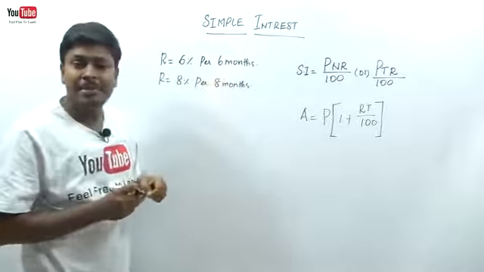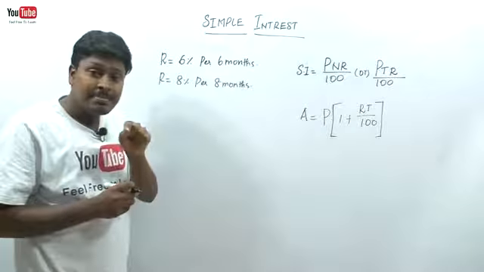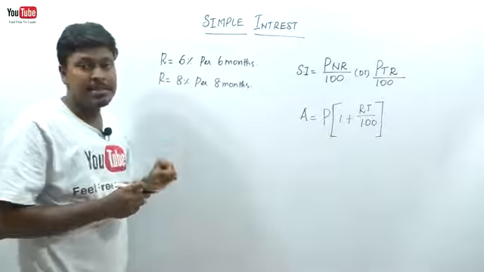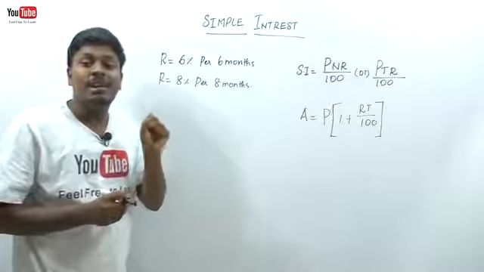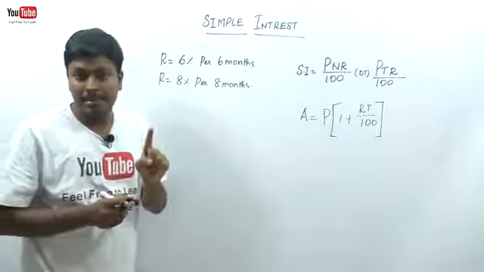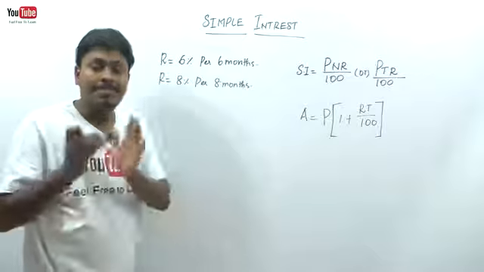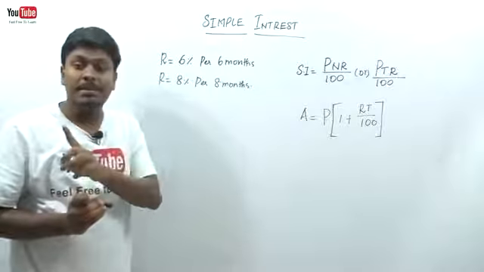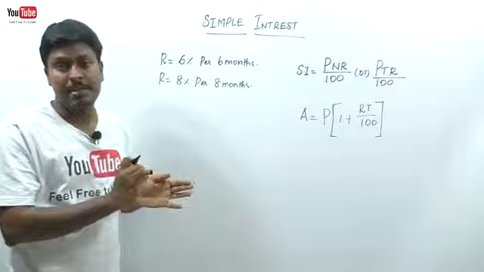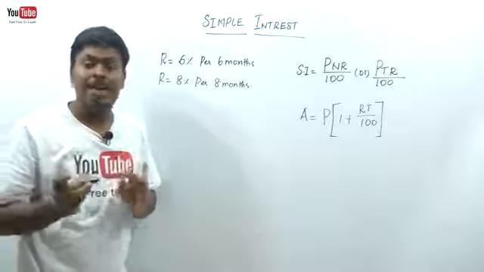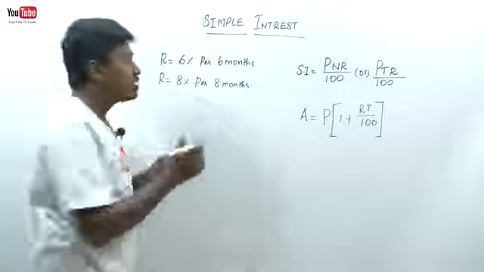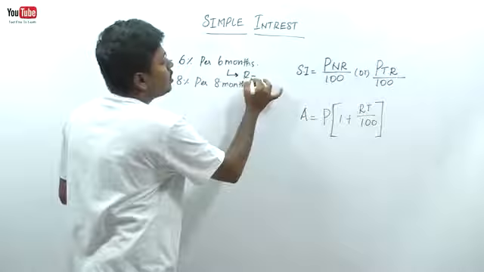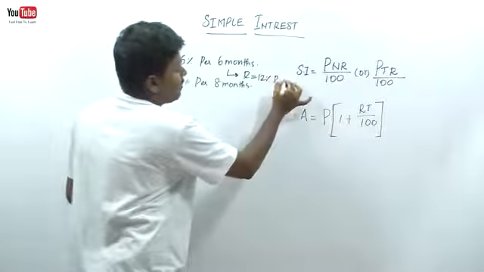What is the meaning of per 6 months? For 6 months they are calculating 6%. So we can clearly say that for every month they are calculating 1%. Friends, got the idea? For 6 months, 6%, so for every month, 1%. In order to convert it into 1 year, where 1 year consists of 12 months, R is equal to 12% per annum.